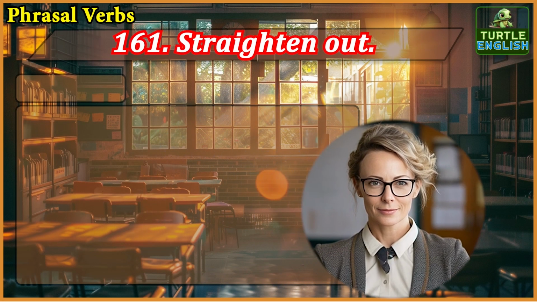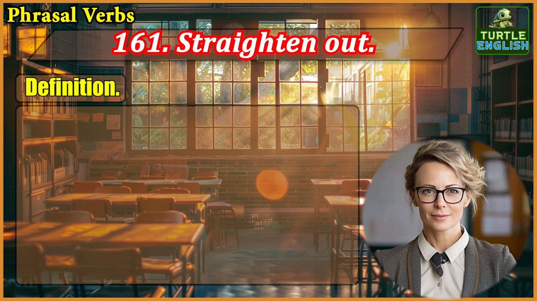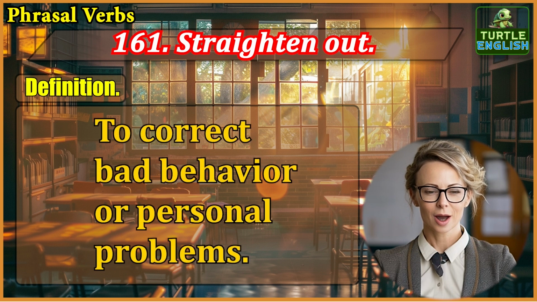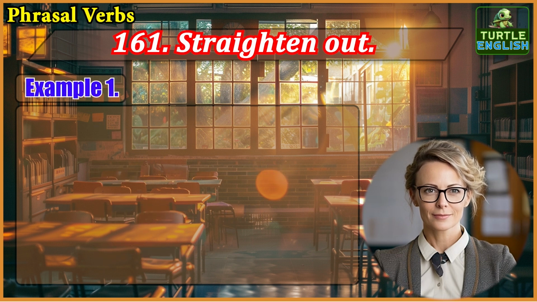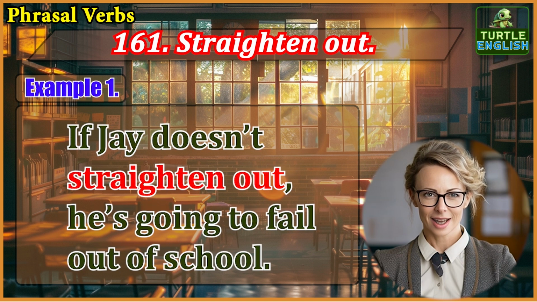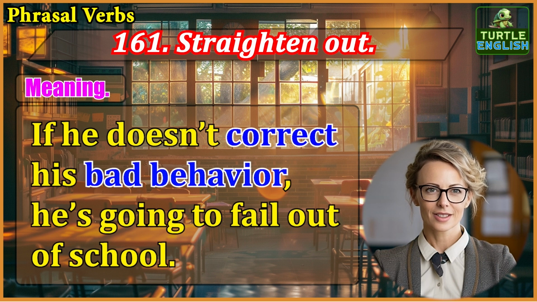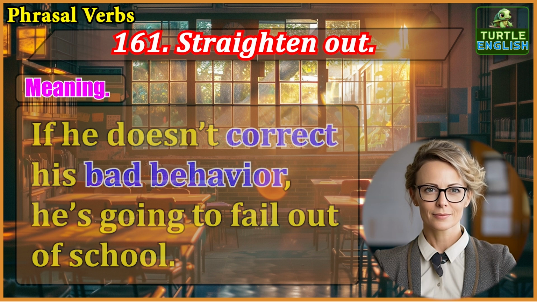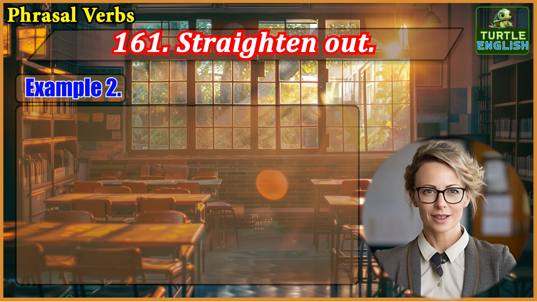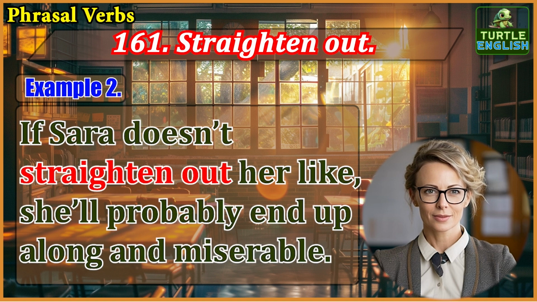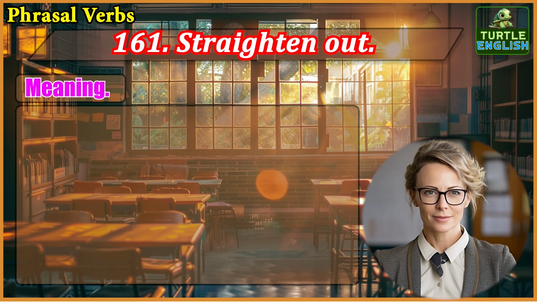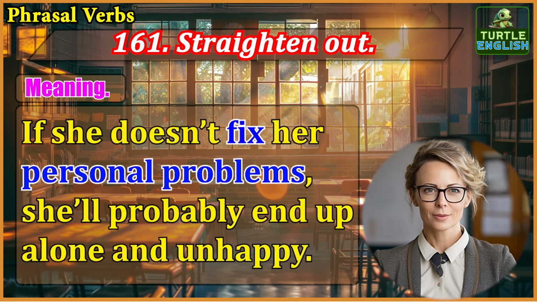Straighten out. Definition: to correct bad behavior or personal problems. Example number 1. If Jay doesn't straighten out, he's going to fail out of school. Meaning, if he doesn't correct his bad behavior, he's going to fail out of school. Example number 2. If Sarah doesn't straighten out her life, she'll probably end up alone and miserable. Meaning, if she doesn't fix her personal problems, she'll probably end up alone and unhappy.